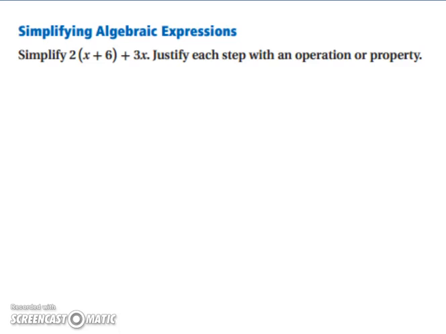Let's look at simplifying algebraic expressions. We want to make sure that we can simplify here, and we're going to justify each step with an operation or property. We have 2 times the quantity x plus 6, plus 3x. We justify this by saying they just gave this to us, so it's given. That's what we're starting with.